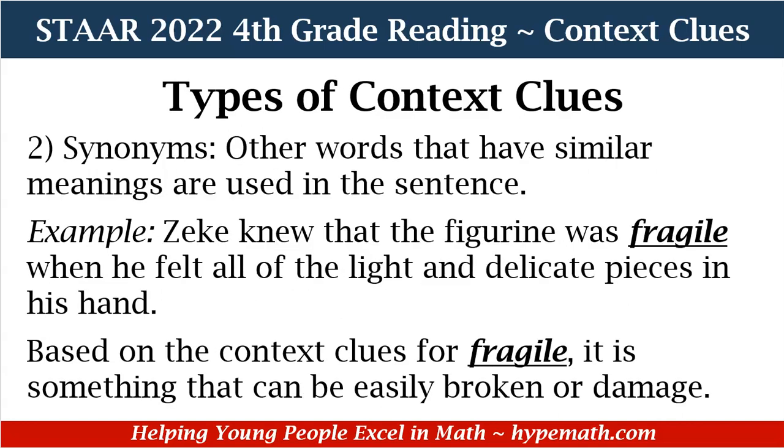Next, we have synonyms. These are other words that have similar meanings and are used in the sentence. In our example, we have: Zeke knew that the figurine was fragile when he felt all of the light and delicate pieces in his hand. If you didn't know what fragile meant, using the synonyms, we can tell it's something that can be easily broken or damaged. How? Because it says that the figurine felt light and delicate, okay?